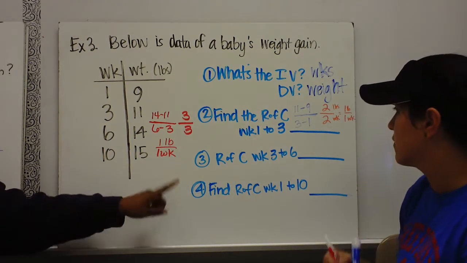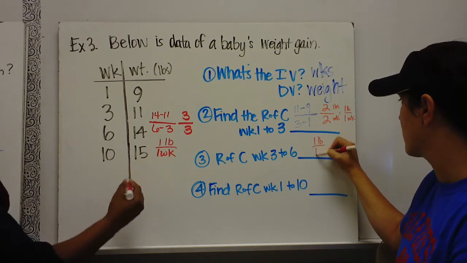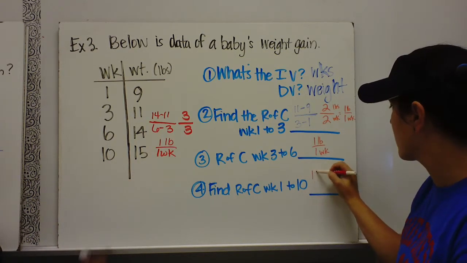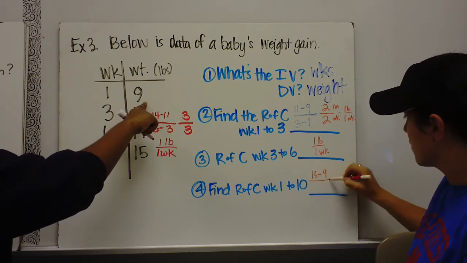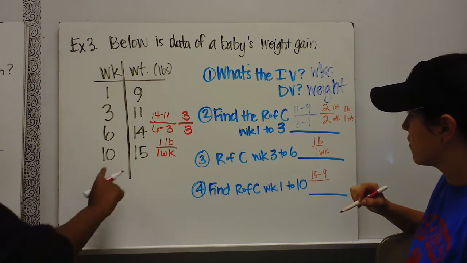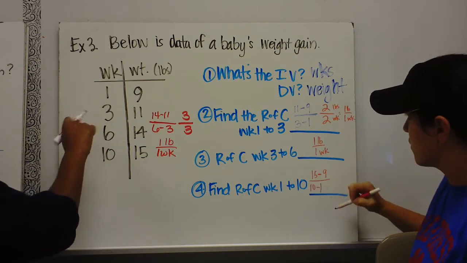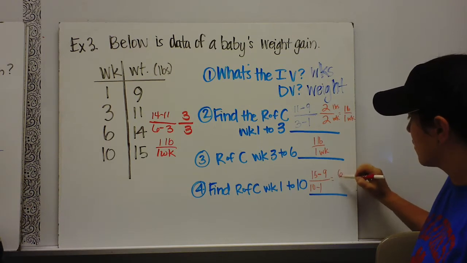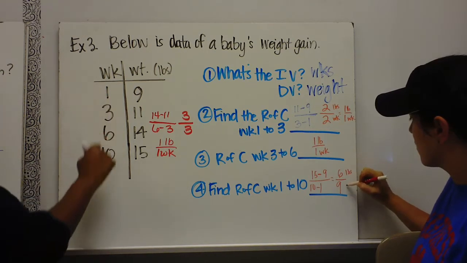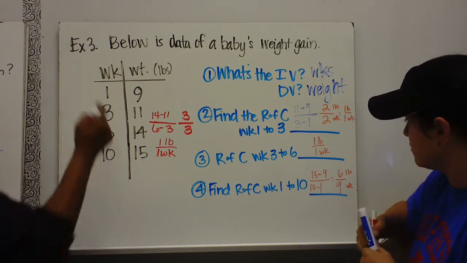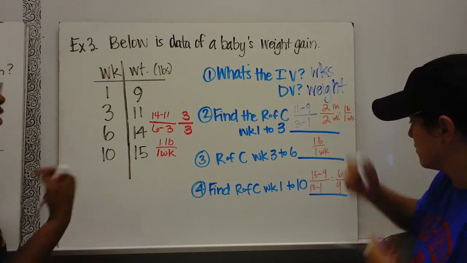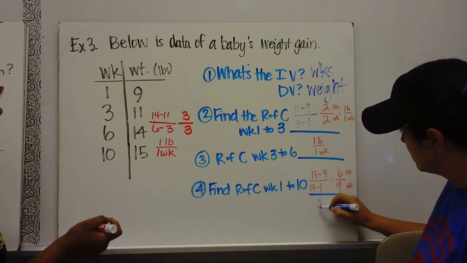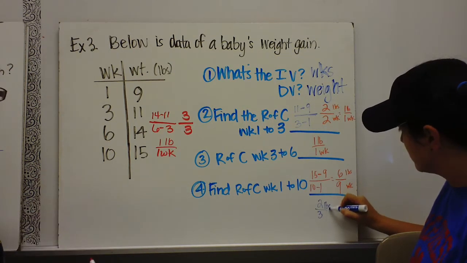Alright, so from week 1 to week 10, our babies weighed 15 pounds. We're going to do 15 because it was the weight at week 10, minus 9 because that's the weight at week 1. And then we're going to do 10 minus 1. So 15 minus 9 is 6, and 10 minus 1 is 9. So from week 1 to week 10, our babies gain 6 pounds every 9 weeks. You can reduce that and find the average rate of change, which would be 2 pounds every 3 weeks.